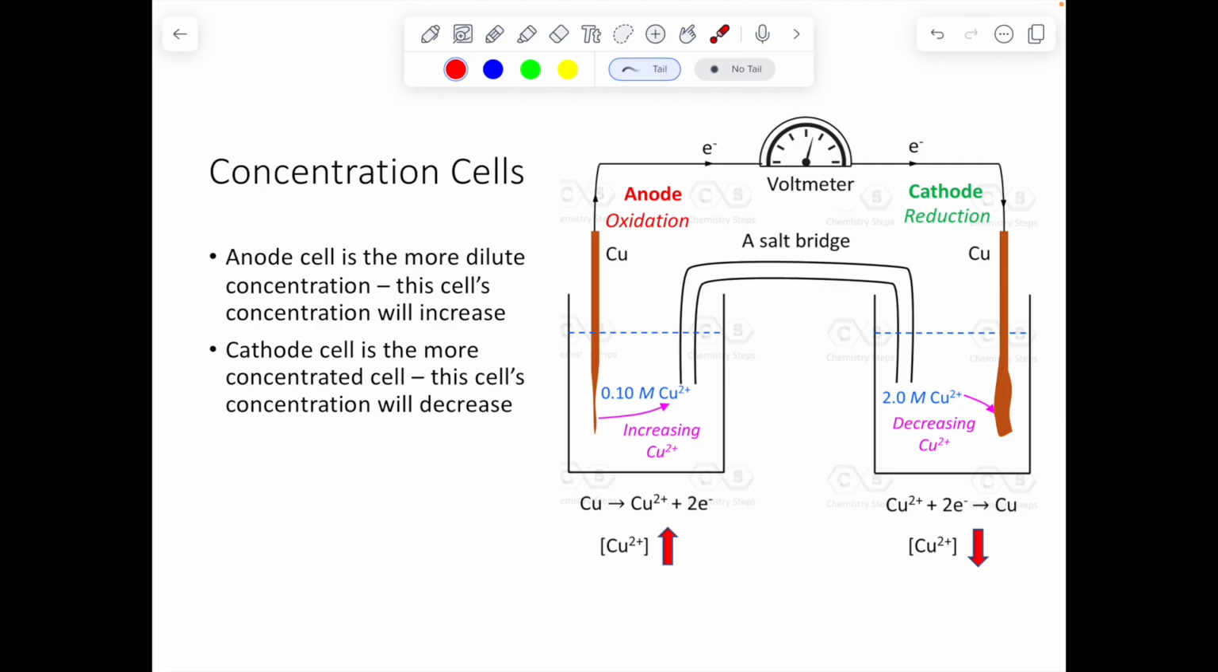So the anode is more dilute because this cell's concentration will increase. The cathode is more concentrated. This cell's concentration will decrease. Or I should say this half cell. This concentration will increase over time, and this half cell concentration will decrease over time.